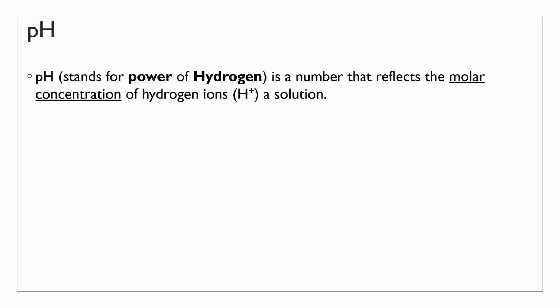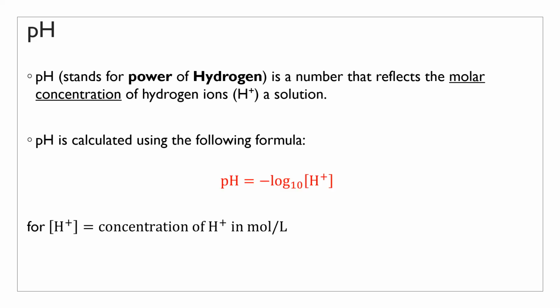pH, the word pH itself stands for power of hydrogen, and it is a number that reflects the molar concentration of hydrogen ions, or H+, in a solution. So a number that reflects the molar concentration of hydrogen ions in a solution. This is the formula for calculating pH. It's negative log to the base 10 of the molar concentration of H+, and you will see here that I have used a square bracket to represent that.